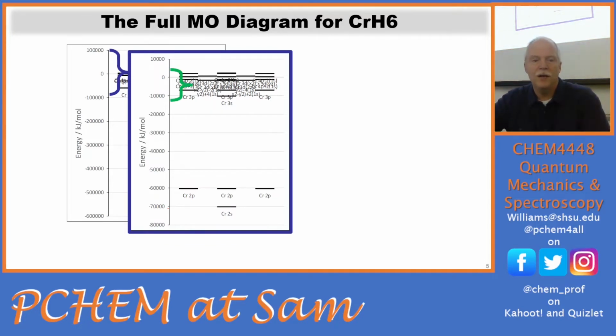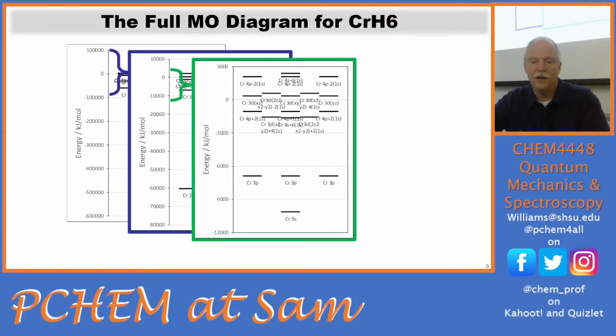Let's zoom in again now, plus or minus 1,000 roughly. And we have the green area. And now we can see the 3s and the 3p's, also not really perturbed. Still a 3s orbital that's distinct and a triply degenerate 3p orbital. But we're able to see the valence region now, and it's getting more complicated.